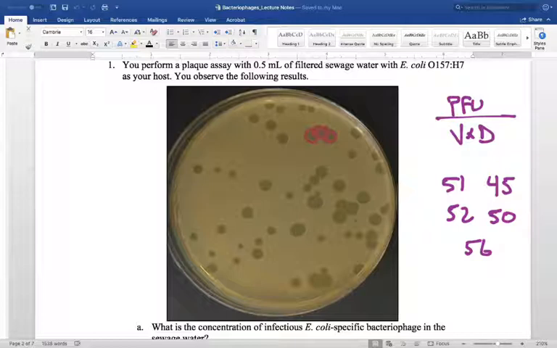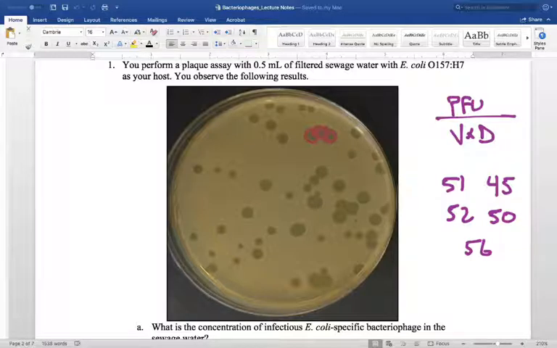In the grand scheme, does it matter on the plate whether it's 1 versus 4? Probably not. In all honesty, the overall effect that that's going to have on your concentration that you calculate is probably rather small. But the big thing here to point out is we want these plaques to be nice and spaced out as best as possible so that we can distinguish them from each other.